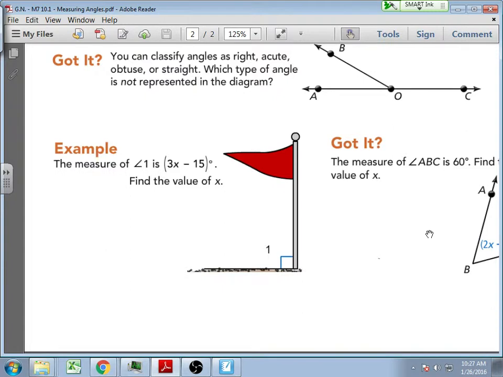All right, now let's practice some problem solving with angles. You know angle 1 by looking at it. You're told it measures 3x minus 15, and you're asked, what is x? When I look at angle 1, what does angle 1 actually equal in real life? 90 degrees. So we say that 3x minus 15 is equal to my 90 degrees.